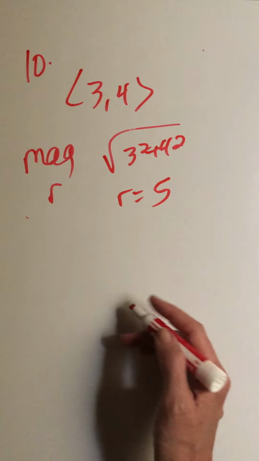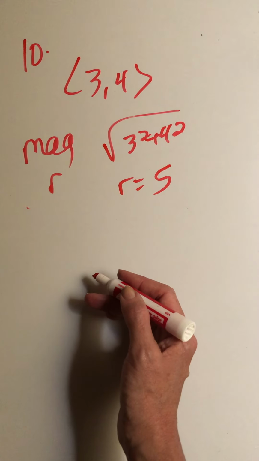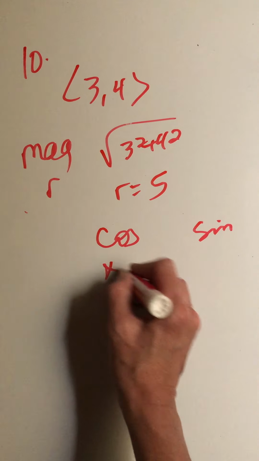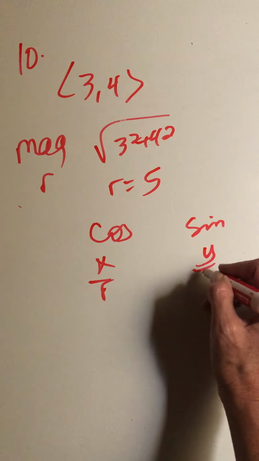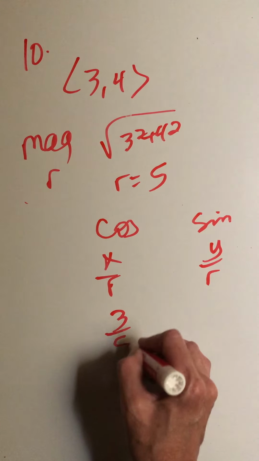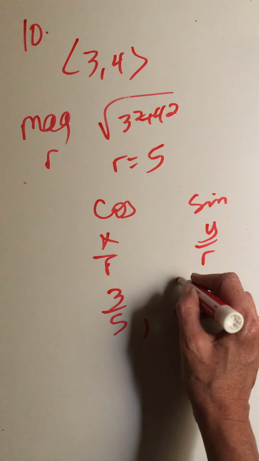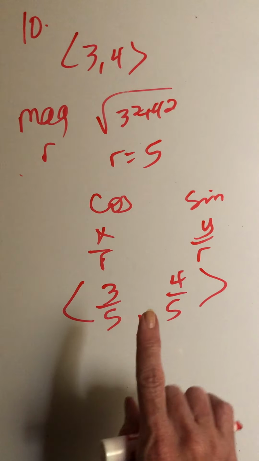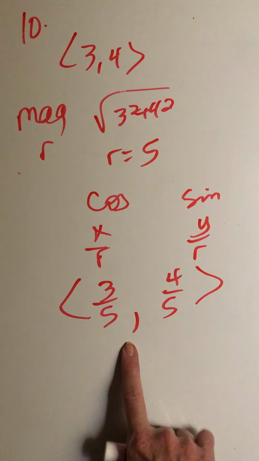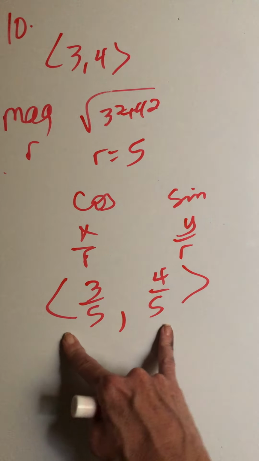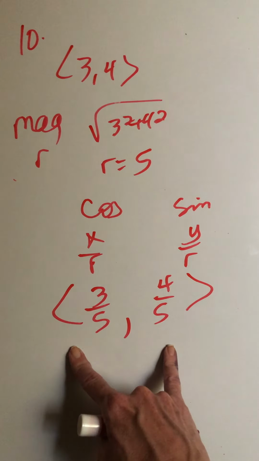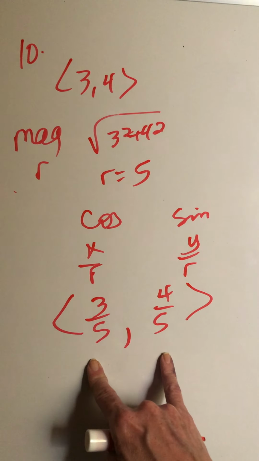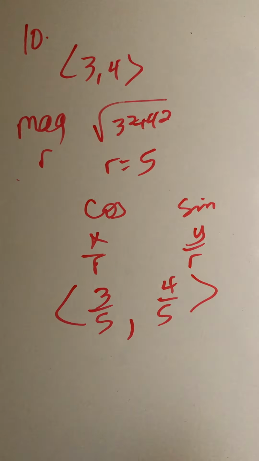So r is 5. And then what we want is, it's like you want a cosine and a sine. We want to put x over r, and we want to put y over r. So x is 3, so 3 over 5. And then y is 4, so 4 over 5. So there is a vector with the same direction. It's also a parallel vector. It's also your cosine and sine. If you were to write it in cosine and sine notation, this would be your cosine, this would be your sine. It's all the same thing, okay?